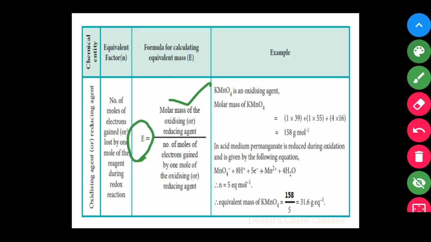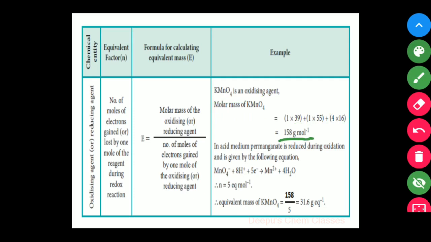Let us see one example, potassium permanganate. Potassium permanganate is an oxidizing agent, so for that you have to find out the equivalent mass. First we calculate the molar mass of potassium permanganate. For that we add up the atomic masses of potassium, manganese and oxygen atoms. For potassium the atomic mass is 39, manganese 55. Each oxygen atom has an atomic mass of 16, so for 4 oxygen atoms it is 4 into 16. If you add up all these masses you get the molar mass of potassium permanganate as 158 gram per mole.